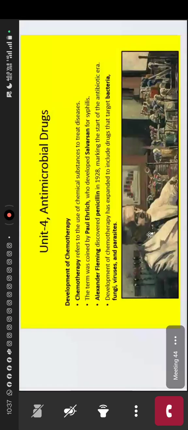It means it is a kind of chemical which is used to treat diseases, and they are basically against the microbes, whether it is bacteria, virus, parasite, or fungus.